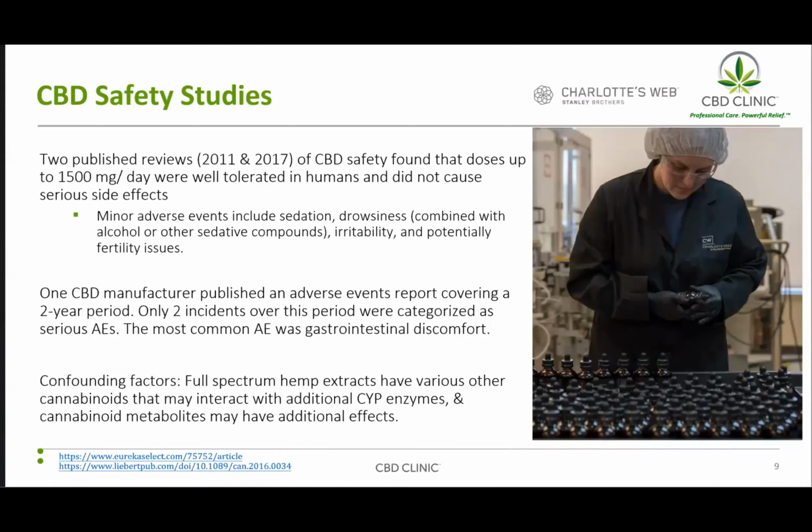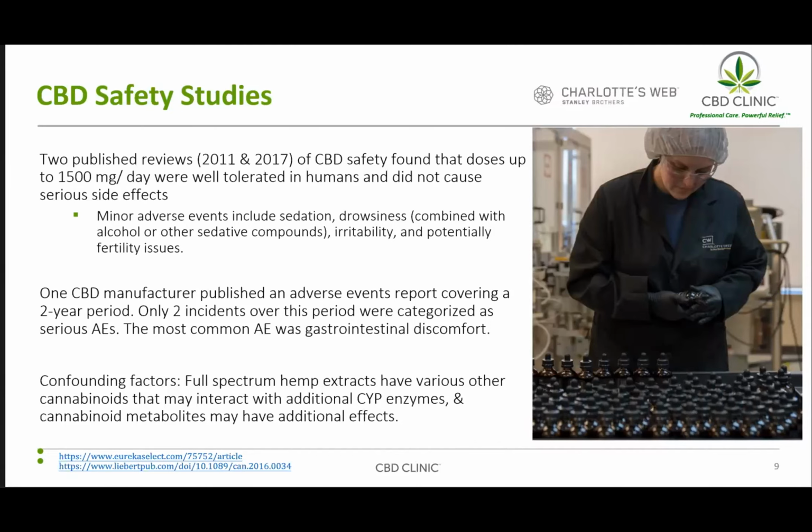And so my last slide, there are several review studies that were published about CBD safety research. And those were published in 2011 and 2017, and they compiled everything that existed at that time. And both of them found that CBD was safe at doses up to 1,500 milligrams per day, which, by the way, is the amount that is given in the drug format of the isolate. And so that was well tolerated in humans and did not cause serious side effects, was the conclusion of both of those reviews.